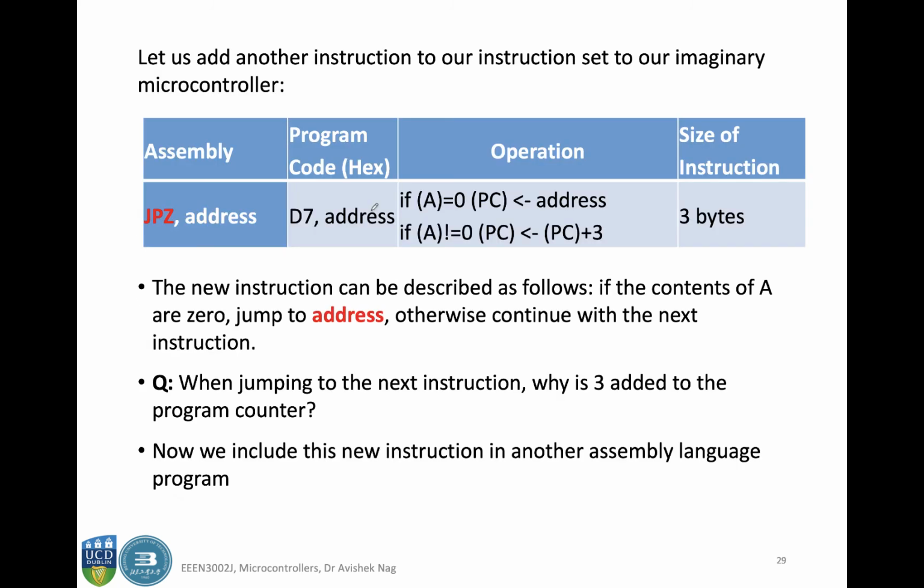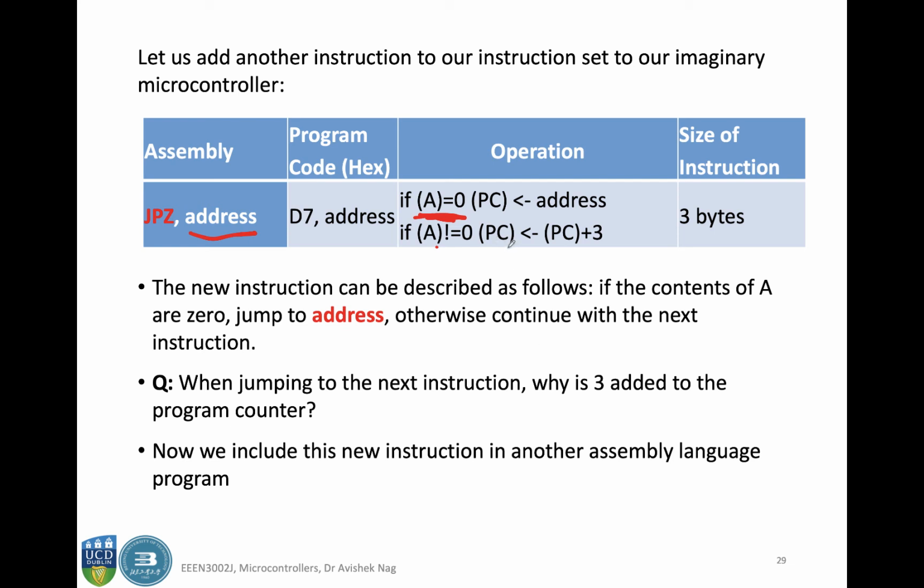So now let us add another instruction to our instruction set. We started with an imaginary microcontroller that has only 4 instructions: jump, load A, increment, and decrement. Now let us add another one, which is called JPZ. JPZ means you jump to the address that is specified by JPZ if your register A is equal to 0. Otherwise you continue with the next instruction.